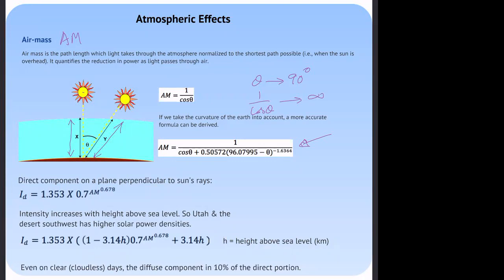You can also define the direct component of the sunlight as a function of the air mass, as shown here, and how it changes with altitude, which is of course important for us in Utah. So at higher altitudes, you have higher irradiance. So also keep in mind, even on cloudless days, roughly 7 to 10% of the light would be in the diffuse component. So that's not much you can do if you need to collect only the direct component.